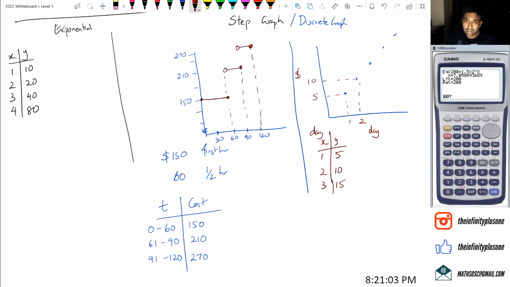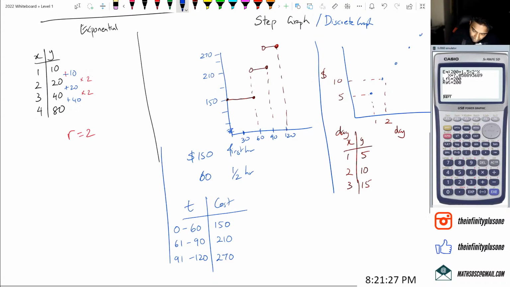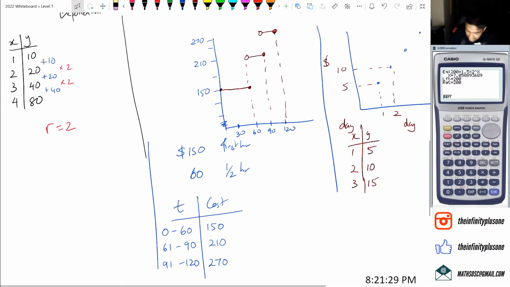Anyway, that's the two different types of discrete and step graphs. I'm going to go back to the exponential one. If you have a look at it, just doing it quickly, we've got plus 10, plus 20, plus 40. What's happening is everything is getting multiplied by 2. So r is equal to 2. So I can rewrite this now as y equals a times 2 to the power of x plus c.